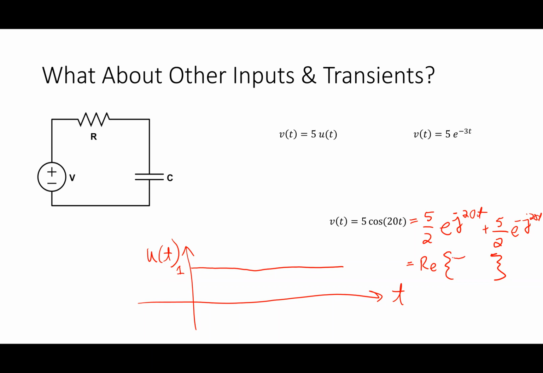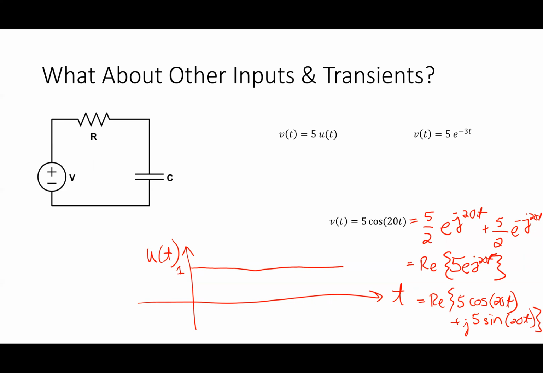5e to the negative j 20t, 5e to the j 20t. And you would see that by saying it's the real part of e to the j 20t times cosine, so that would be 5 cosine 20t plus j5 sine 20t. So that 5e to the negative 3t, is that a constant since it's a real value?